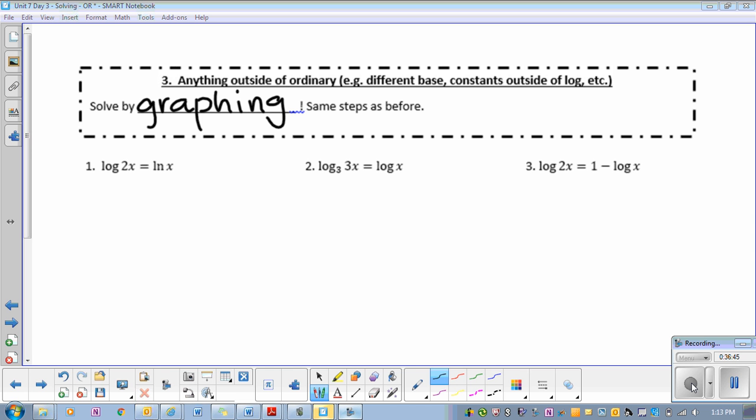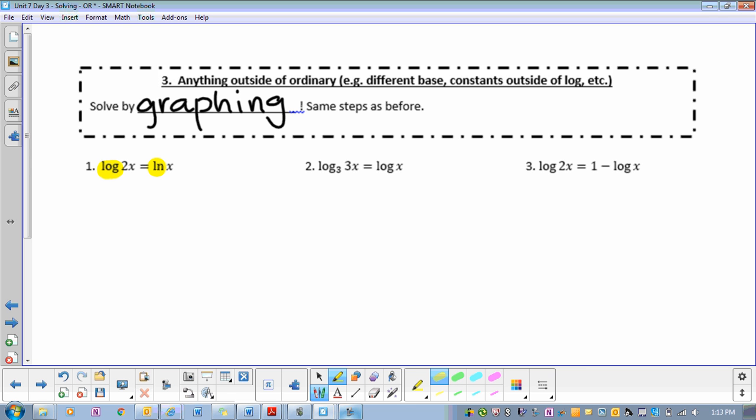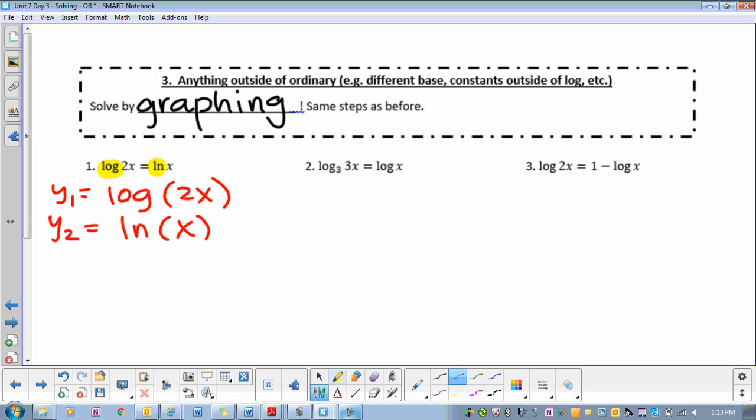So let's look at number 1. Guys, I have a log on this side and an ln natural log on the other side. Are they the same base? No, so you can't drop the logs. I can't do anything else with it, so I'm going to graph. Y sub 1, I'm going to put log of 2x. Y sub 2, I'm going to put ln of x.